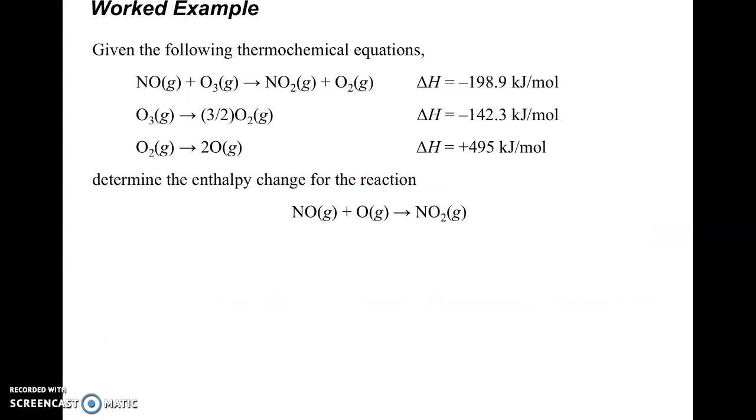So an example I have here for you is we have this target reaction of NO gas reacting with monatomic oxygen to produce NO2. Not a reaction we can do in the lab, but we could do these other ones, reaction of NO with ozone to produce NO2. We can take ozone and break it down into oxygen, or we can take diatomic oxygen and break it down into monatomic. So we're going to take those reactions and their associated enthalpies to get our target reaction.